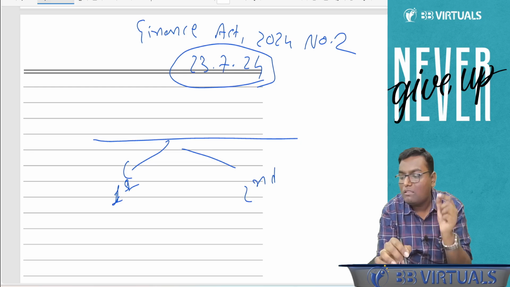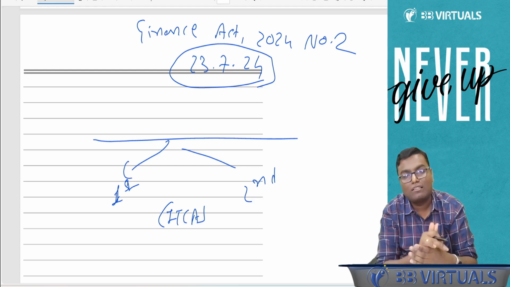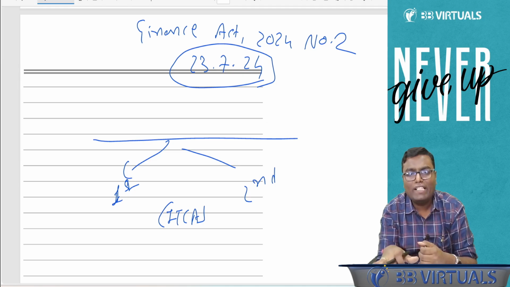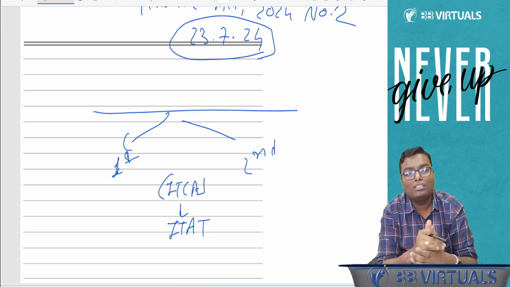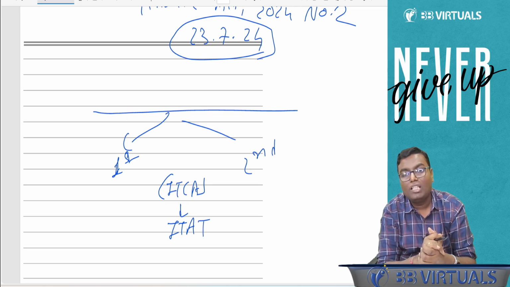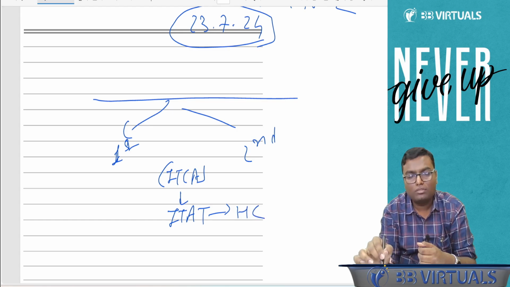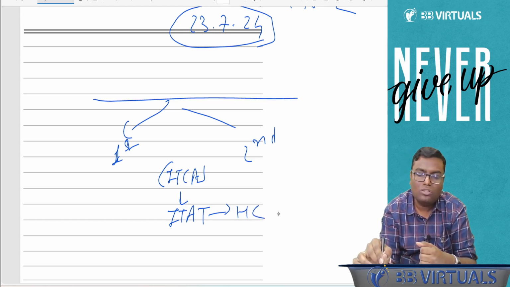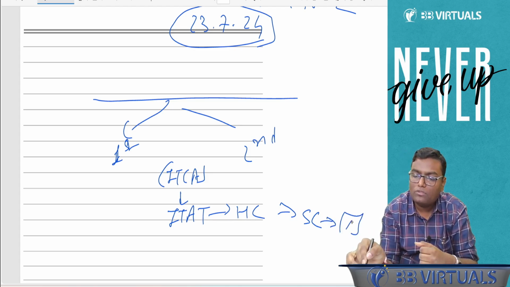We have to go to a small authority called Commissioner of Income Tax Appeals, CIT Appeals. If we are not happy with the judgment of CIT Appeals, we will appeal further to the Income Tax Appellate Tribunal, a small court made specifically for income tax disputes. If we are not happy with this ITAT judgment, we will appeal further to the High Court. And if we are not happy with the High Court, we will go to the Supreme Court. If we are not happy with the Supreme Court, we will go home because the Supreme Court is the last authority.